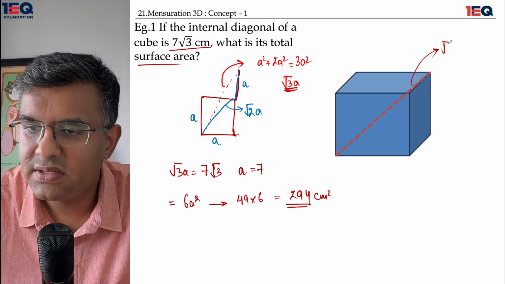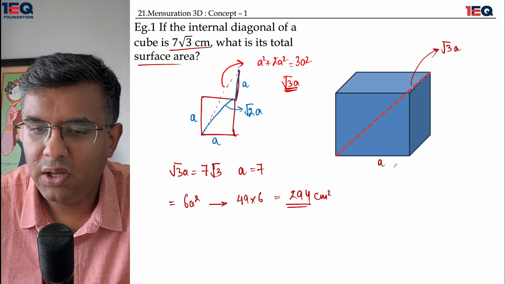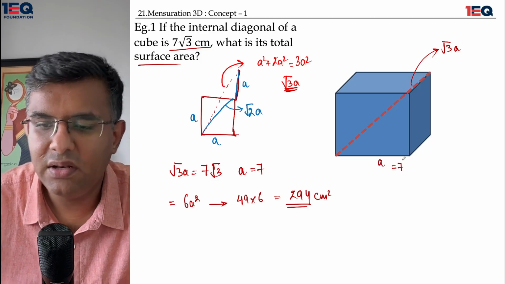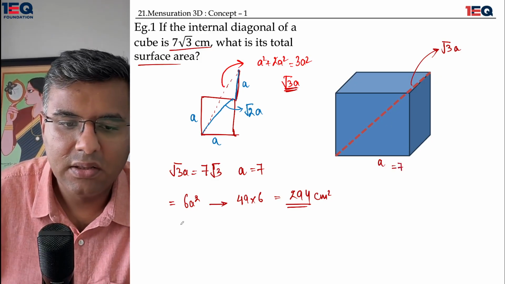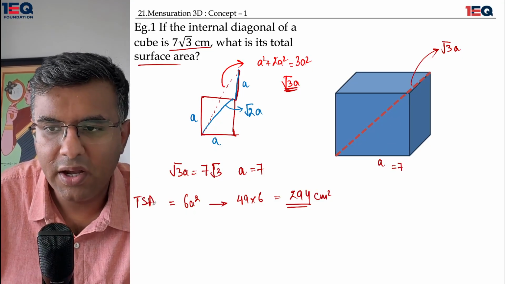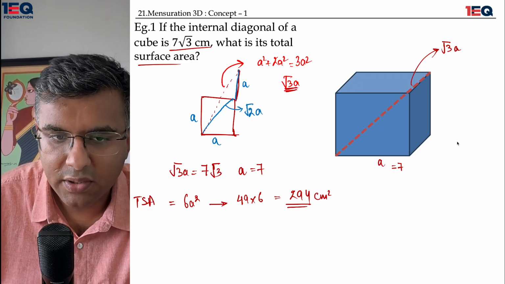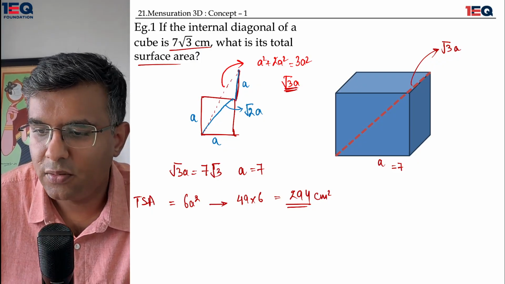Okay. This longest rod is equal to root 3 times A. The side is equal to A. The side came out to be 7. And that is when I applied the simple formula of TSA. Got it? Let's move on.